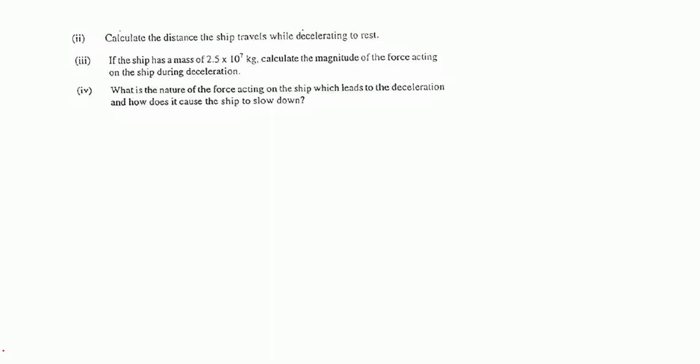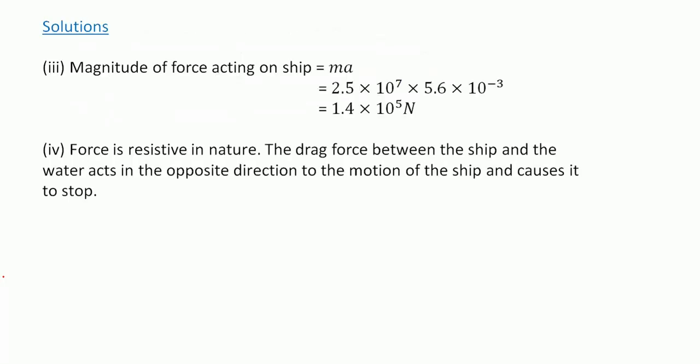Now, third part says if the ship has a mass of 2.5 by 10^7 kg, calculate the magnitude of the force acting on the ship during the deceleration. Again, once we are dealing with acceleration and we are asked to determine force, we're going to use F equal ma. Okay, so F equal ma, and like I said, this is from Newton's second law of motion. So they give us the mass of the ship, which is 2.5 by 10^7, and the acceleration is what we just worked out, right? And this gives us 1.4 by 10^5 newtons, right?